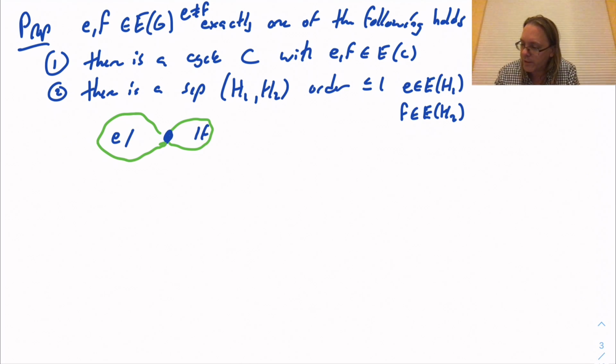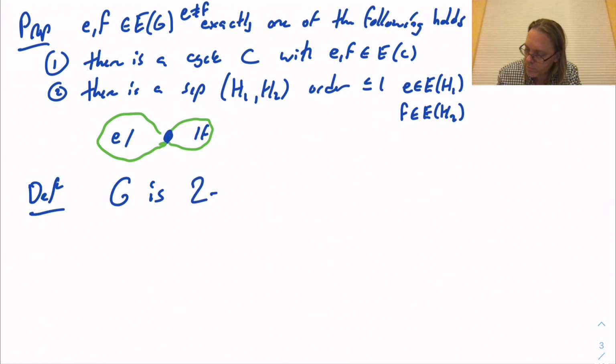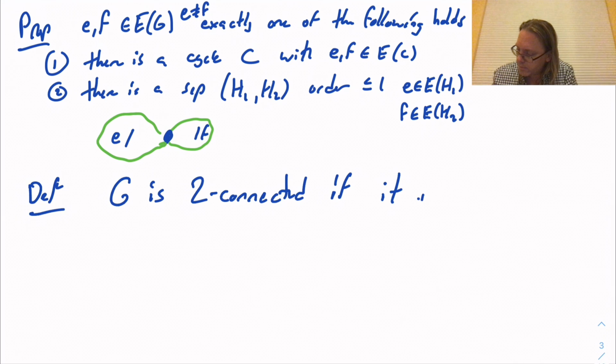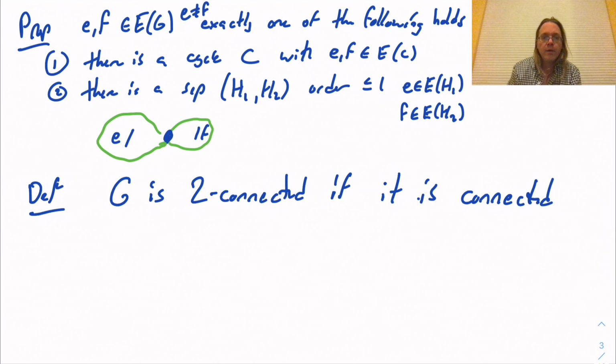So the definition: a graph G is 2-connected if it has to be connected and it also has to have the additional property that it has no cut vertex.